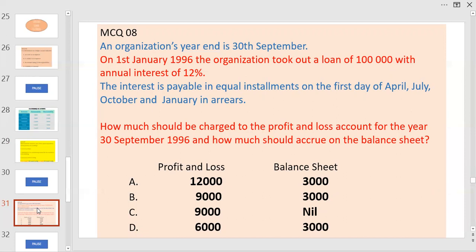How much should be charged to the profit and loss account for the year ended 30th September 96, and how much should accrue on the balance sheet?